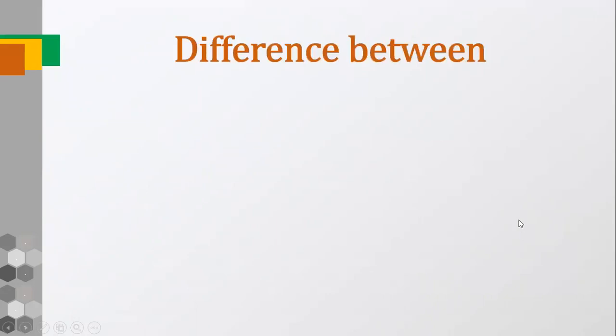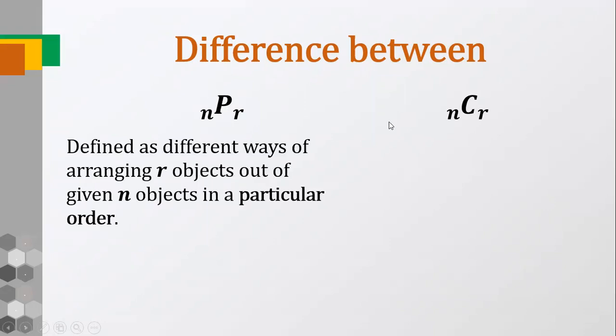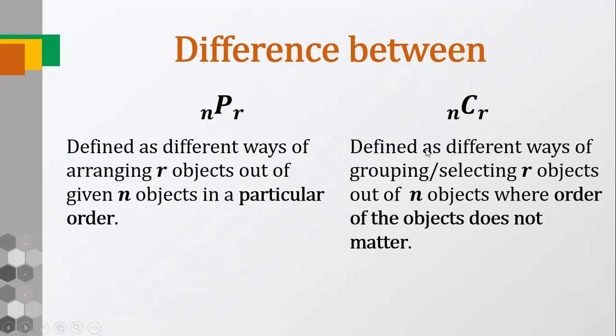So, what is the difference between the second property of permutation and the combination? Permutation is defined as the different ways of arranging r objects out of given n objects in a particular order. While combination is defined as the different ways of grouping or selecting r objects out of n objects where the order of the objects does not matter.